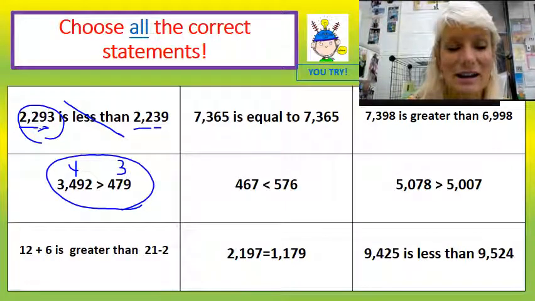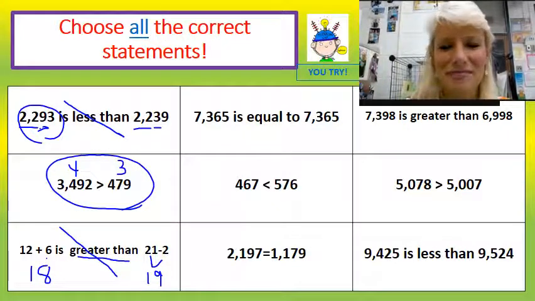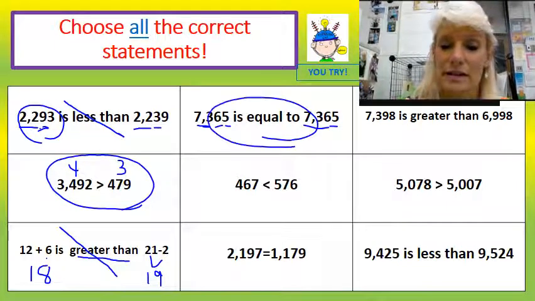All right, I threw this one in to trick you. 12 plus 6, I know, is 18. And 21 take away 2 is 19. Is 18 greater than 19? Nope. Hope I didn't trick you there. Over here, I see both sides have 4. So I'm going to start with my 73, 73. I have a 6, I have a 6, I have a 5, I have a 5. They are equal. This is correct.